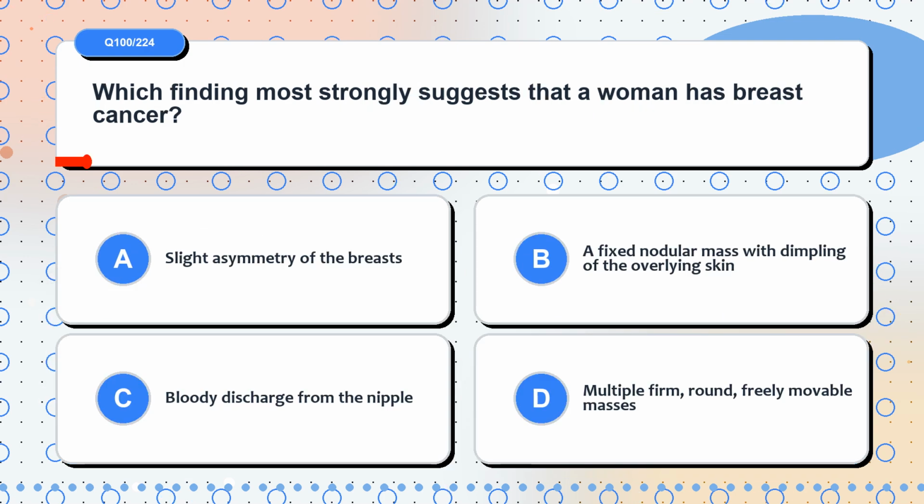Question 100. Which finding most strongly suggests that a woman has breast cancer? Here are the options. Option A, slight asymmetry of the breasts. Option B, a fixed nodular mass with dimpling of the overlying skin. Option C, bloody discharge from the nipple. Option D, multiple firm, round, freely movable masses.